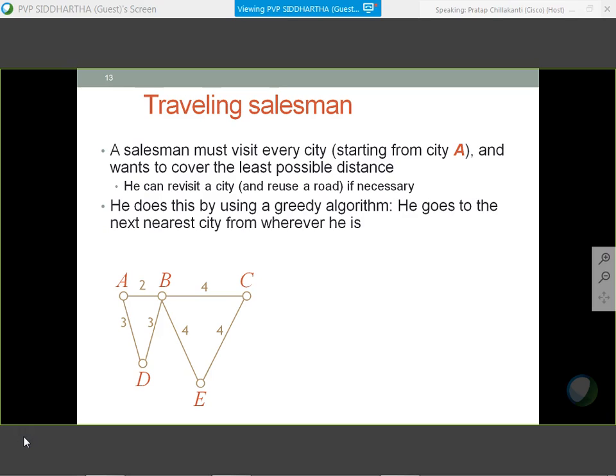So if he is at A, he goes to B. And from B, whatever is the shortest, D is the shortest. Now he has a problem, right? From D, how will he do that? Hit return.